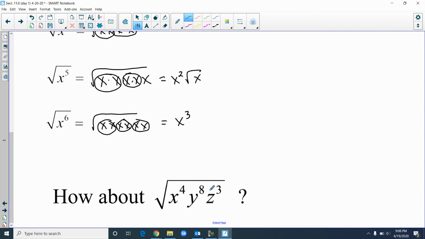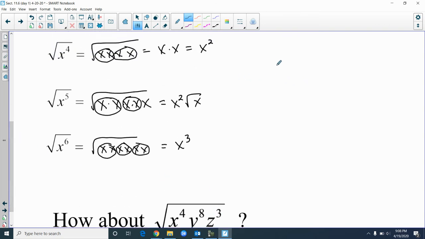Hopefully you're kind of figuring out the shortcuts. What about, say, the square root of x to the 16th? Here's a shortcut. If you listed out 16 x's, there would be 8 pairs. All you have to do is take the exponent and divide it by 2. That tells you how many pairs there are, or what the square root is. So x to the 16th is x to the 8th. X to the 20th, you take half of 20, it would be x to the 10th. X to the 30th, there'd be 15 pairs, it'd be x to the 15th.